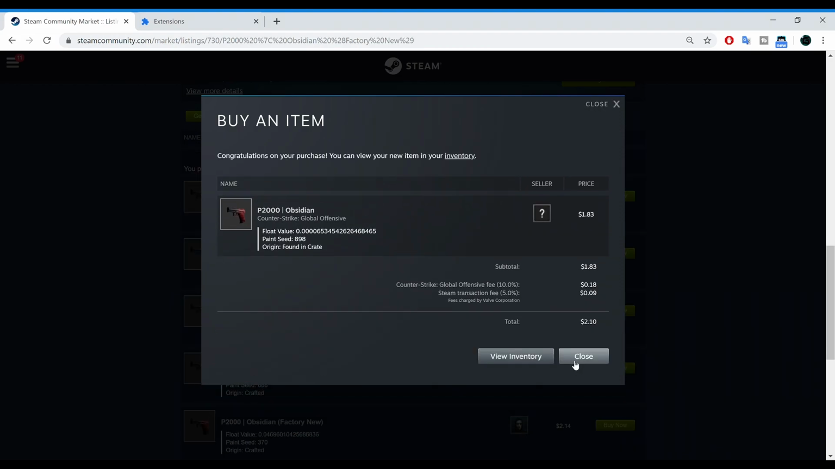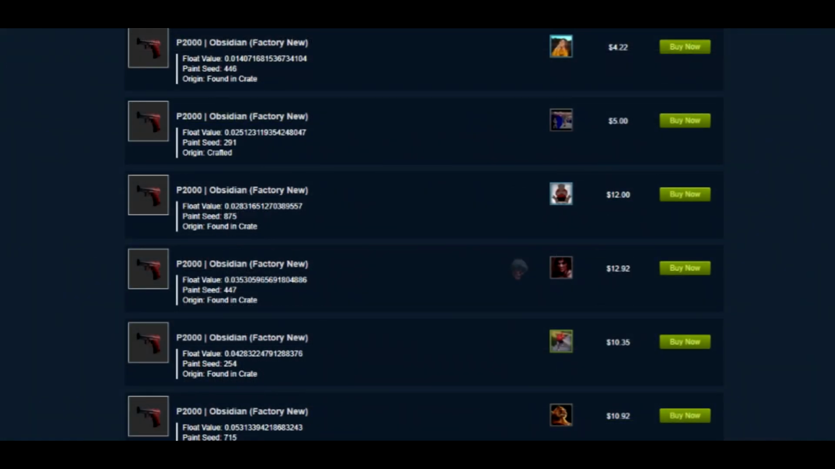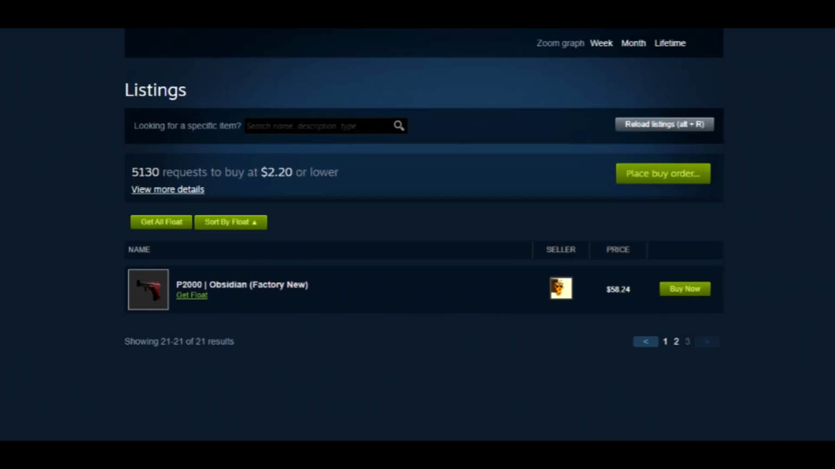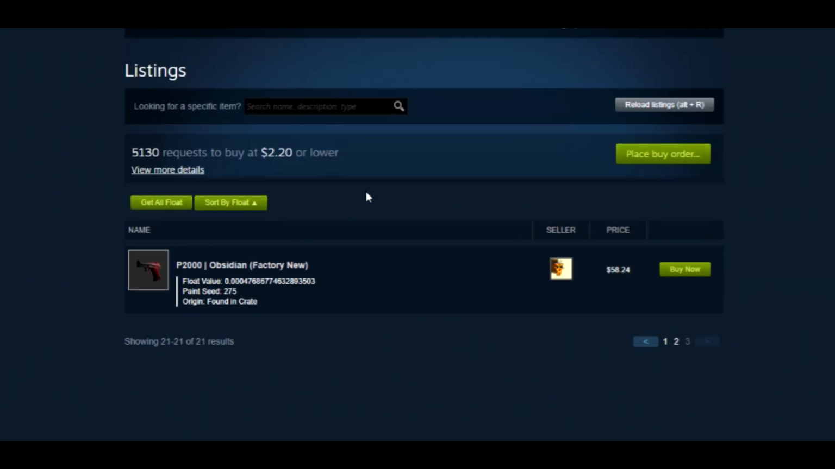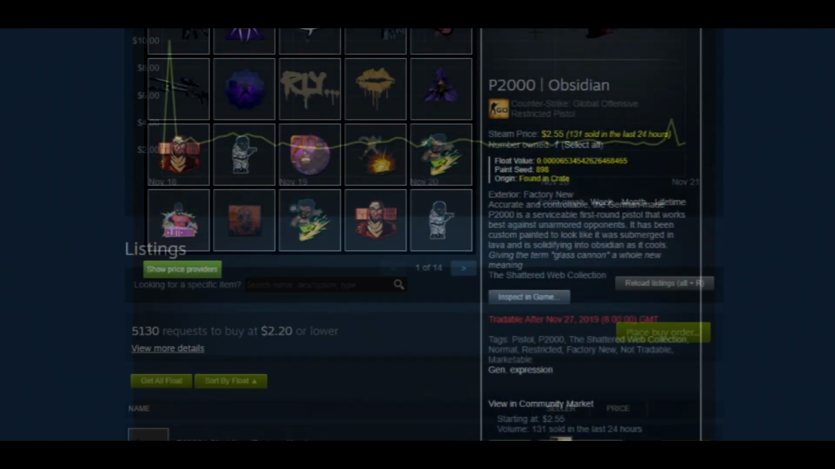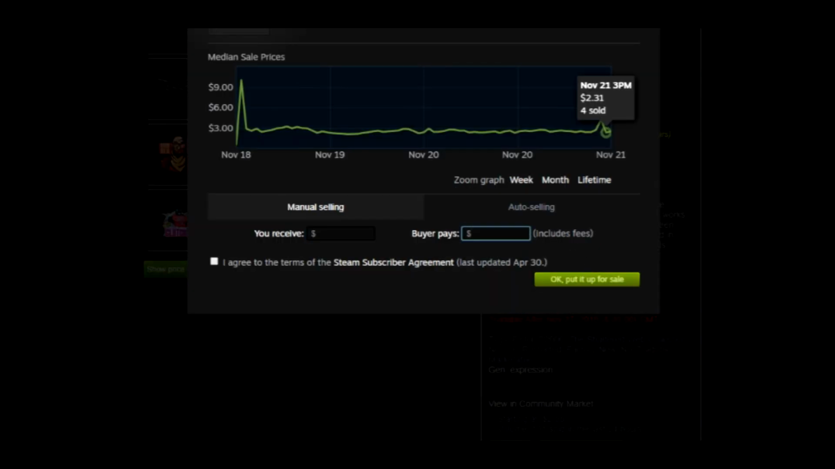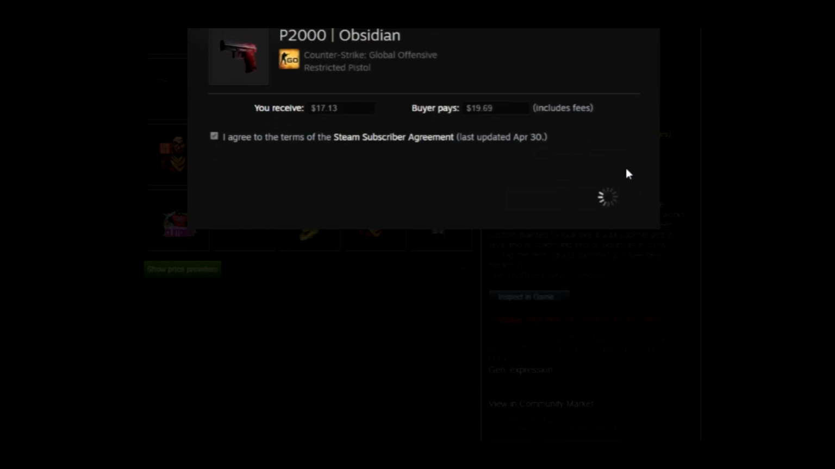As you can see here, I find this P2000 skin. People have found low floats and put them up for a lot more than what they bought them for, and I'm about to do the same because this is a lower float than all of them. This guy's trying to sell it for $58, that's not going to sell because that's ridiculous. But I'm going to sell it for $19.69 because I think that's relatively fair for a purple skin.